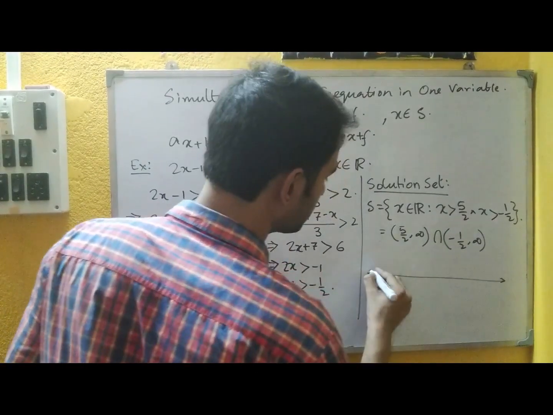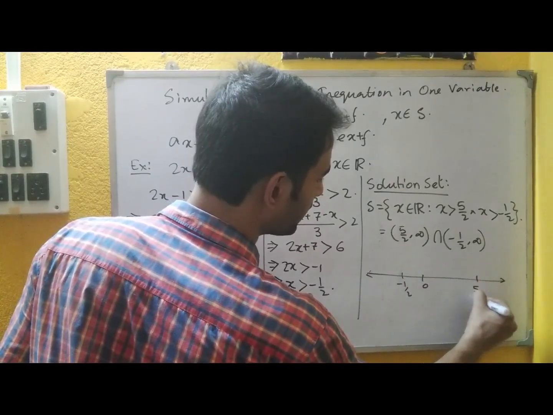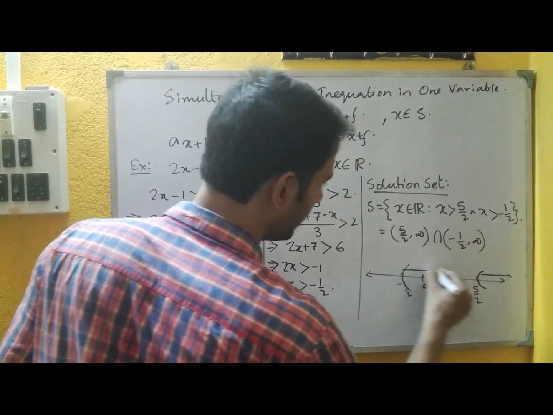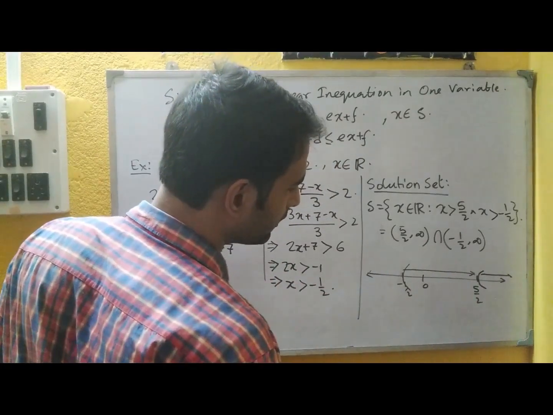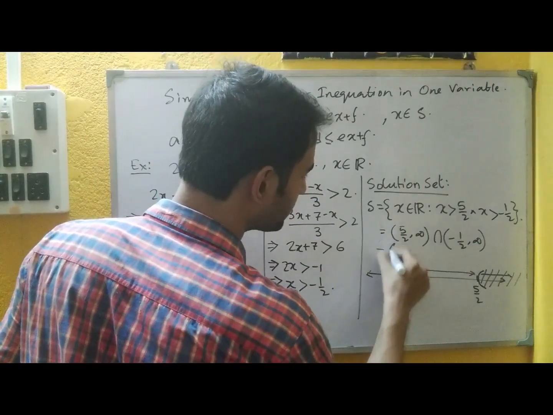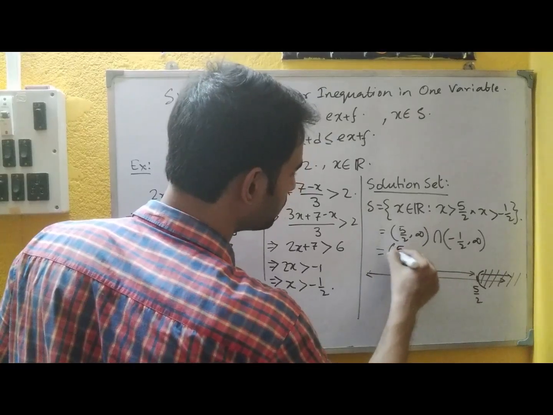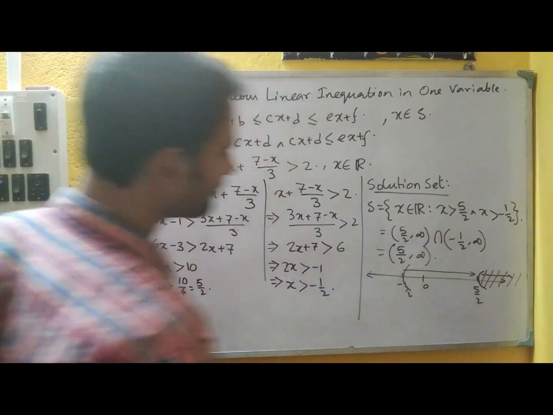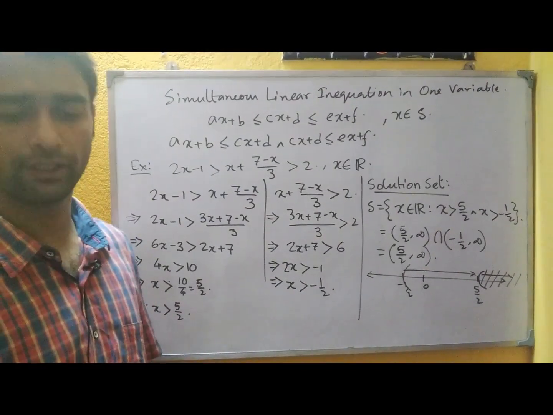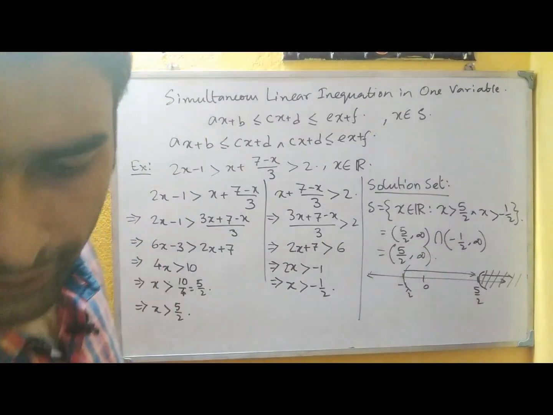On the real line you can see minus half is here, 0 is here, and 5 by 2 is somewhere here. So either it is (5 by 2, infinity) and also it is (minus half, infinity). What should be the intersection? This part. So we can write the intersection as, sorry, it is (5 by 2, infinity). That's how we get the solution here. So only this is there in simultaneous linear inequations.